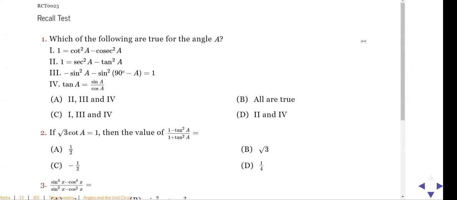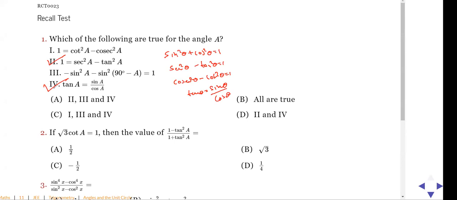Two students said A, 4 said B, 4 said C, 5 said D. So obviously, there's lots of confusion over here. So likh lo na pehle. Hum logo ne kya kya padha tha? Sin square theta plus cos square theta is equal to 1. Then sec square theta minus tan square theta is equal to 1. Then cosec square theta minus cot square theta is equal to 1. Then tan theta is equal to sin theta by cos theta. Yes or no? Simple. Ye dono sahi hai.